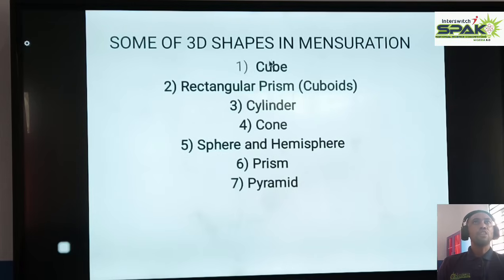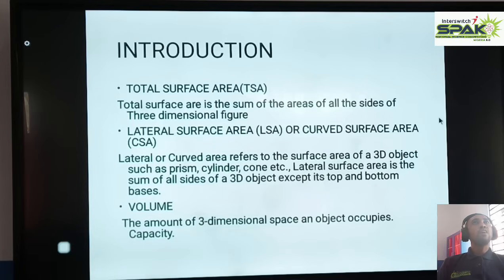We have the cube, we have the rectangular prism, which is also the cuboid, we have the cylinder, we have the cone, we have sphere and hemisphere, we have prism, and we have pyramid. Before that, the introduction. Under this 3-dimensional shape, unlike in 2-dimensional shape, where we look at perimeter and area.